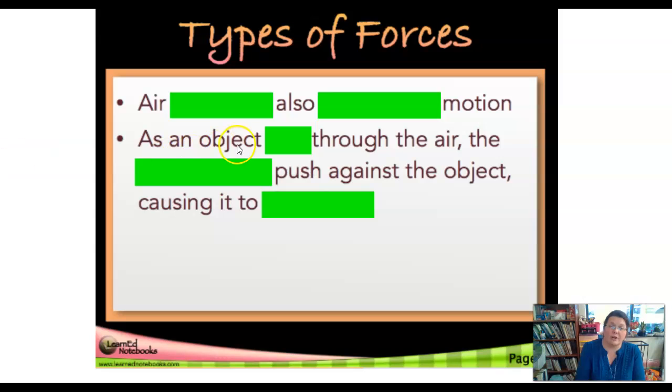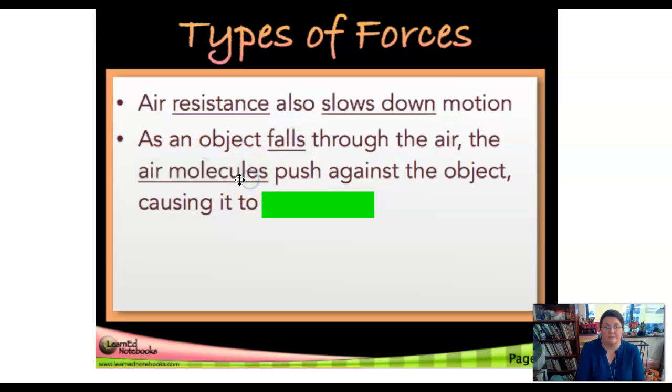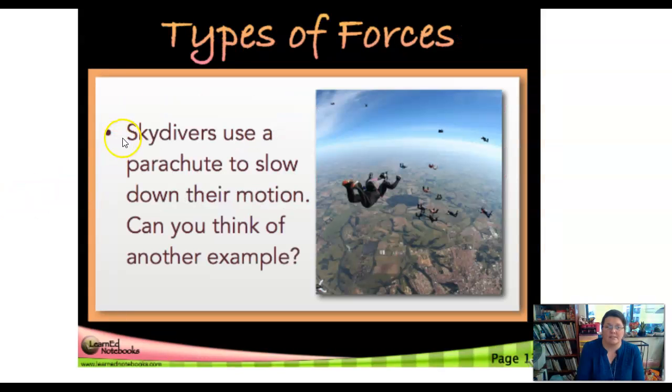So underneath your chart, you have some blanks to fill in. You have air resistance also slows down motion. As an object falls through the air, molecules push against the object, causing it to slow down. Skydivers use a parachute to slow down their motion. Can you think of another example?